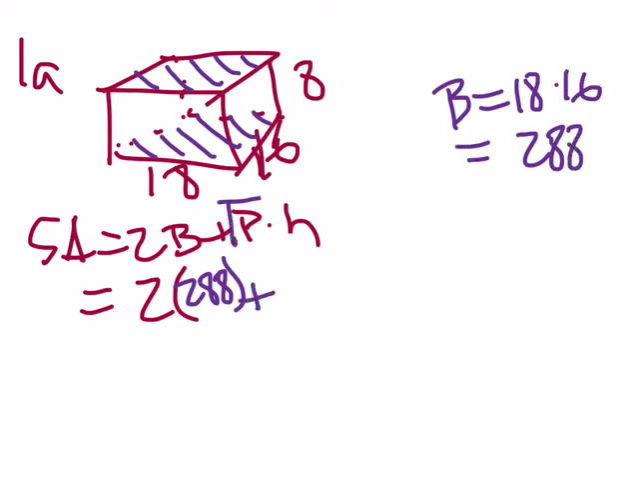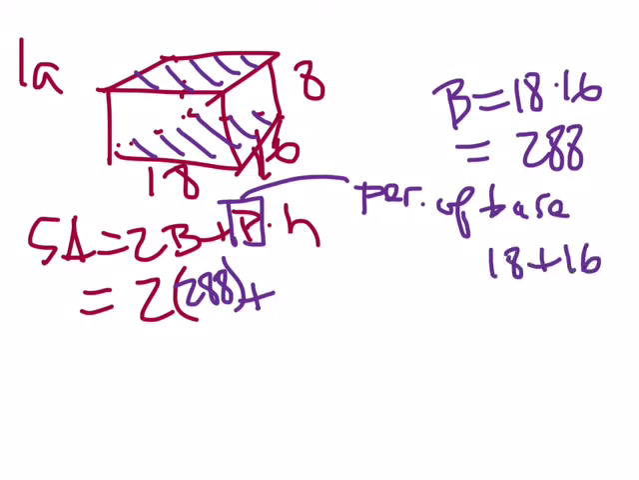Now here's another thing I should point out. Capital P means perimeter of the base. So I should point that out, perimeter of the base. And that's 18 plus 16 plus 18 plus 16. So that should be 68. And then the height is 8.